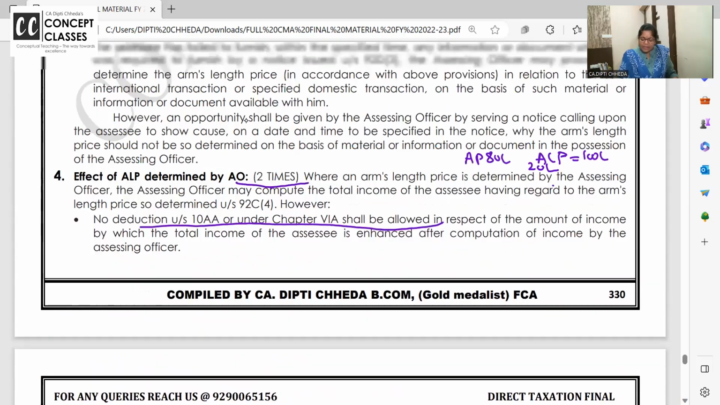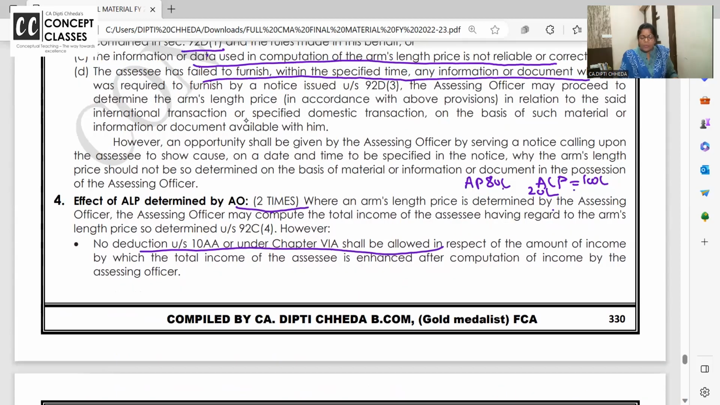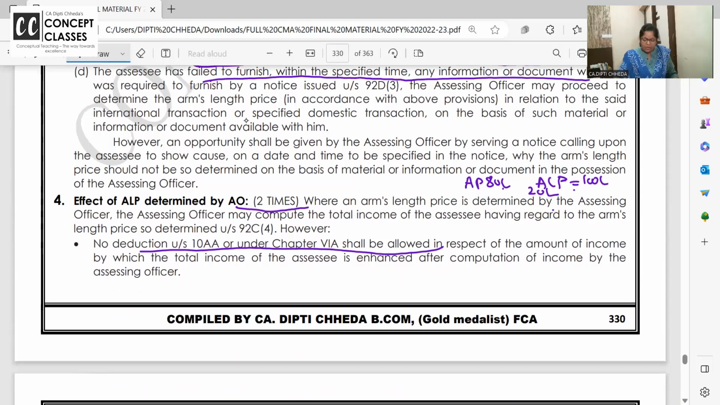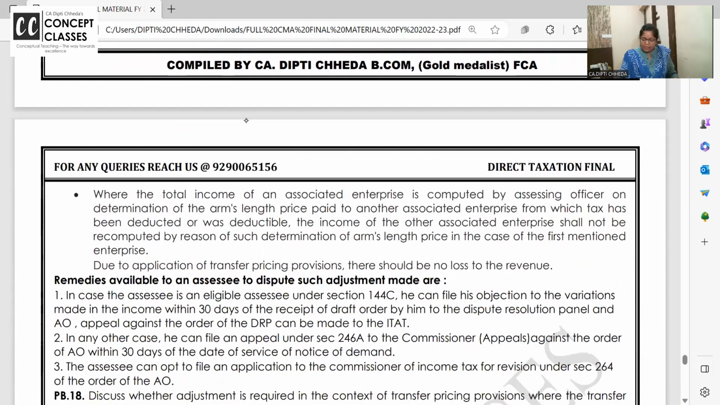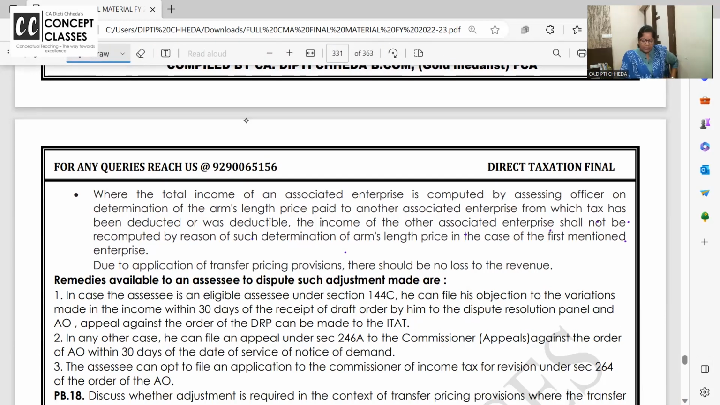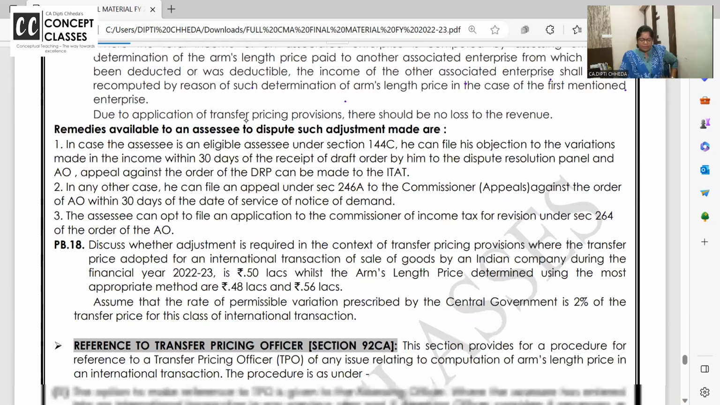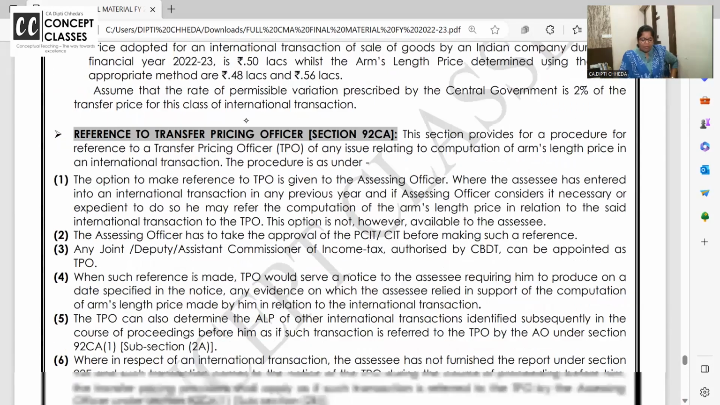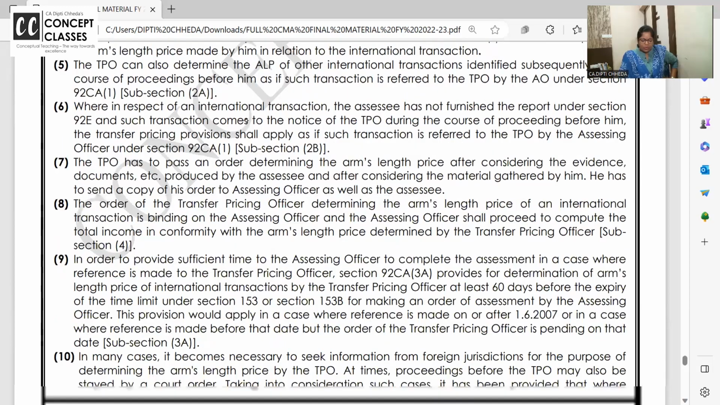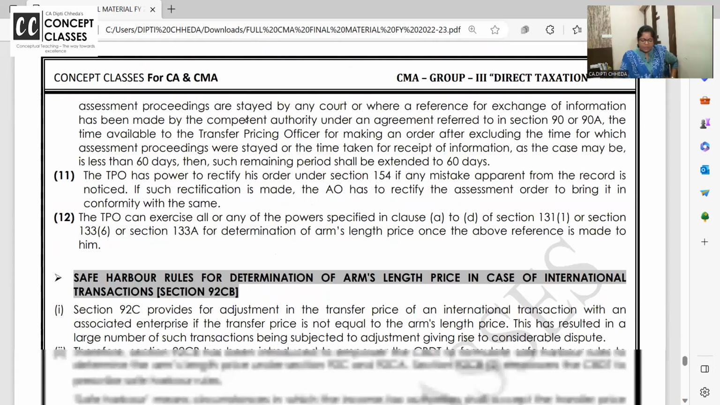And if you increase your income, it will not have any effect on the other party. Where total income is computed by AO, the arm's length price paid to the other associate enterprise, which has TDS and all, the income of the associate enterprise will not be computed again. Okay, it will not have impact on others. Okay, for this, reference to transfer pricing officer, this you can do.